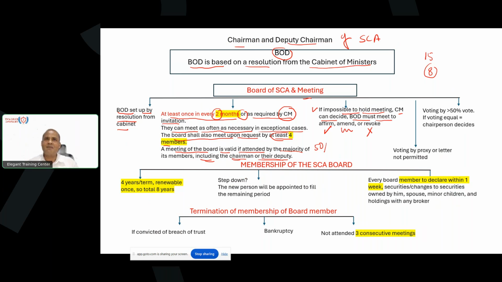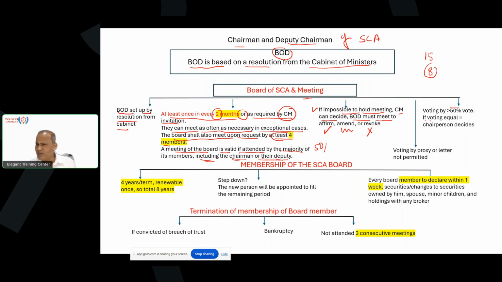In case of emergency, the chairman can take the call. He can decide single-handedly. But that decision must be ratified by the board in the next possible meeting. So either the board can approve, amend, or reject. Clear or not? Simple. Voting by 50% or more.